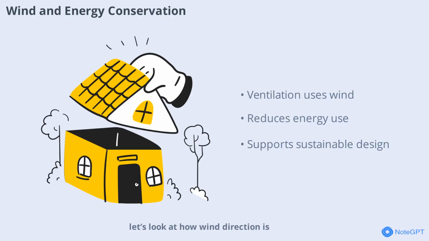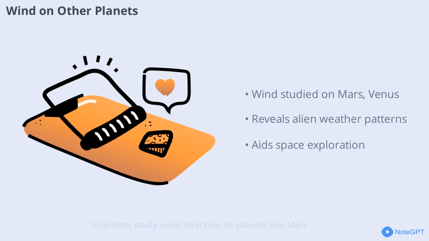Next, let's look at how wind direction is important for scientific exploration of other planets. Scientists study wind direction on planets like Mars and Venus to understand their climates and weather systems. Robotic landers and orbiters collect wind data, revealing patterns that are both similar to and different from Earth's. These discoveries help us learn about the potential for life and the challenges of future exploration.